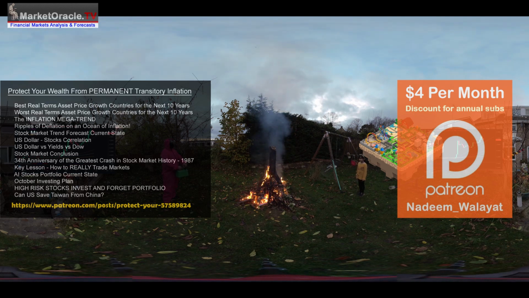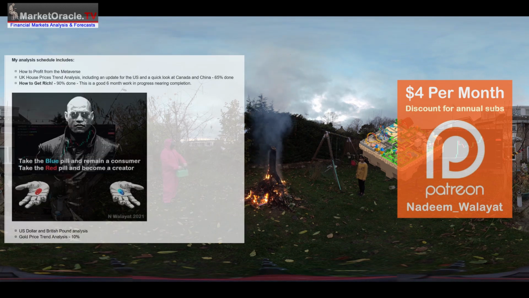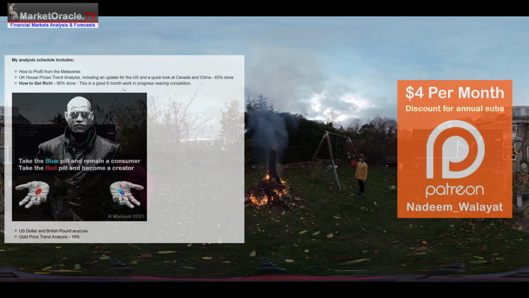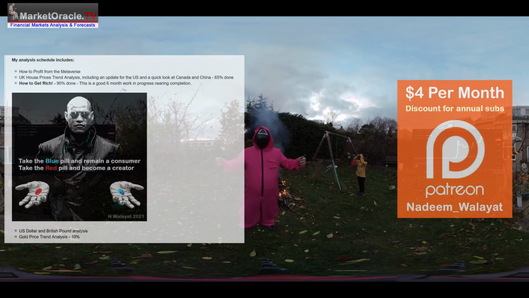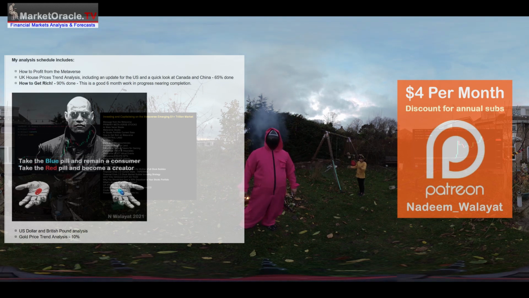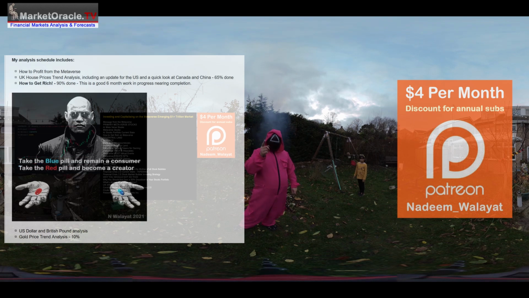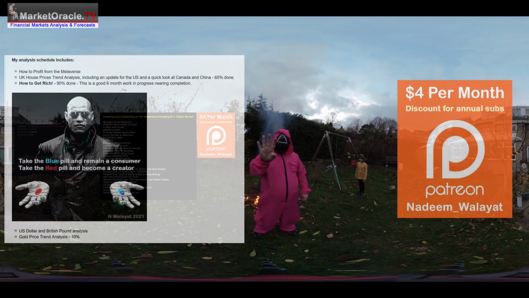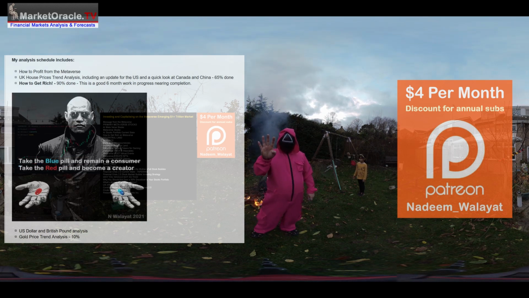My schedule of analysis includes a look at the housing markets: UK, US, Canada, China. Because if you're not aware, the China property market appears to be collapsing, but data out of China is weak. But the likes of Evergrande, which rather than being the canary in the coal mine, is the coal mine, just exploded. And I've been warning of this since July, of the risks of financial crisis 2.0.